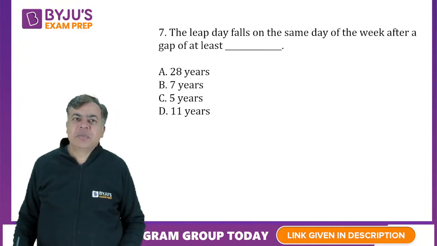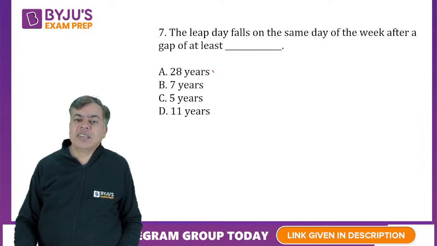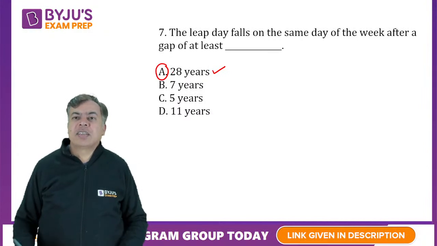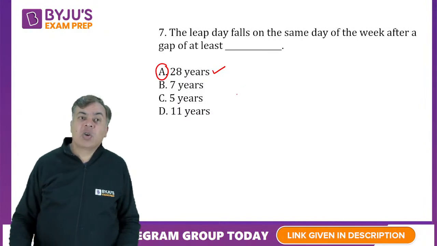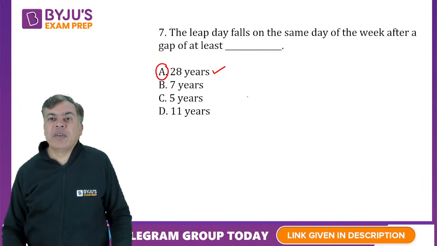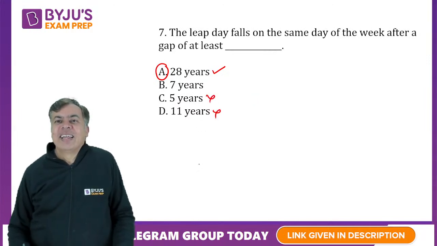Okay, next one. It's easy, right? Given. Okay, Namrata is saying 28 years. Tanu is saying 28 years. Harshida A. Kesar is saying 11 years D. How come 11 years? Right? At a gap of 11 years, a leap year will not be there. These two are not possible, because he is talking about leap day.